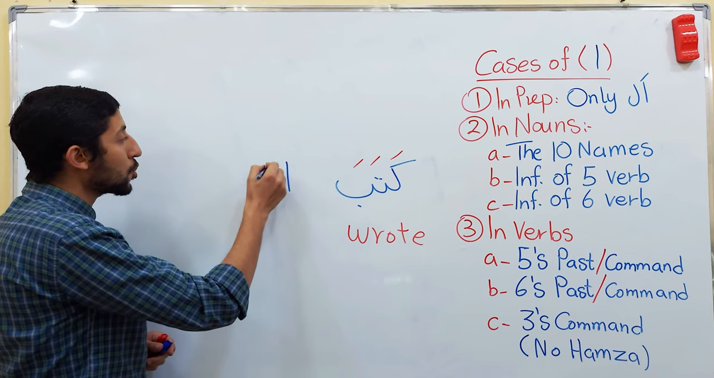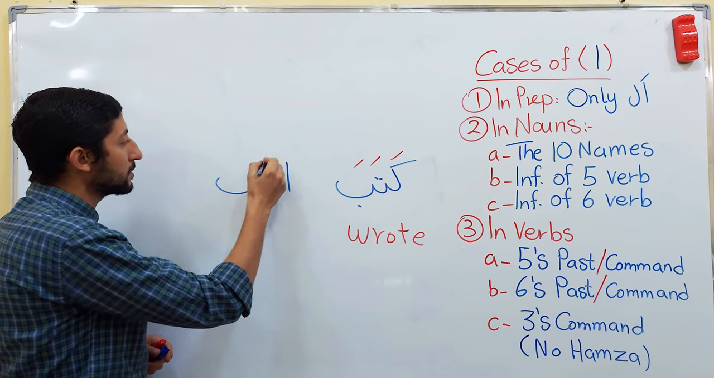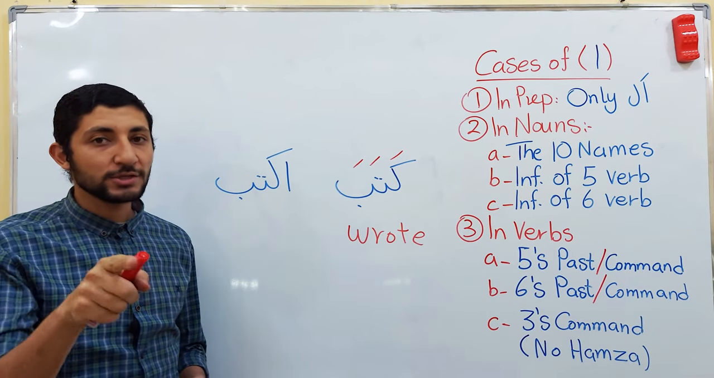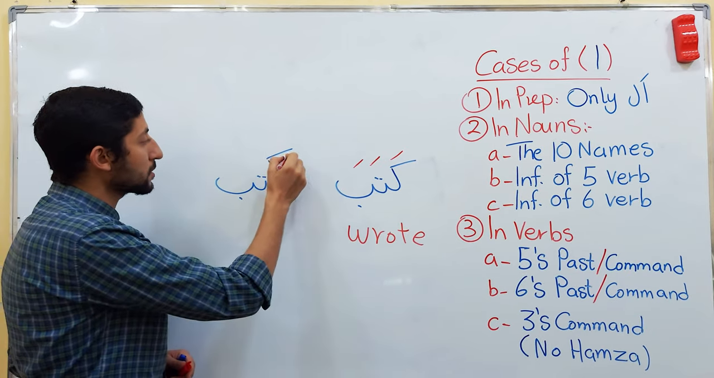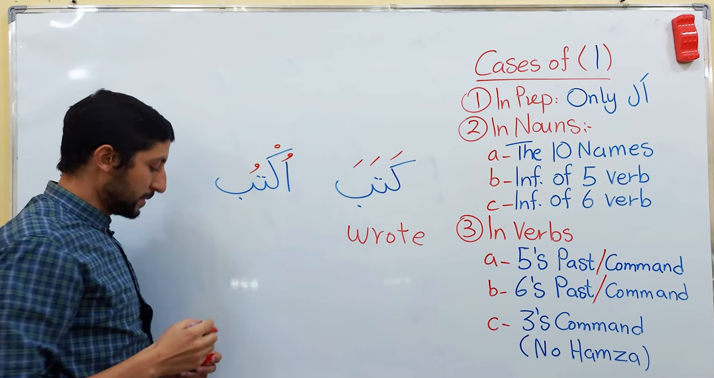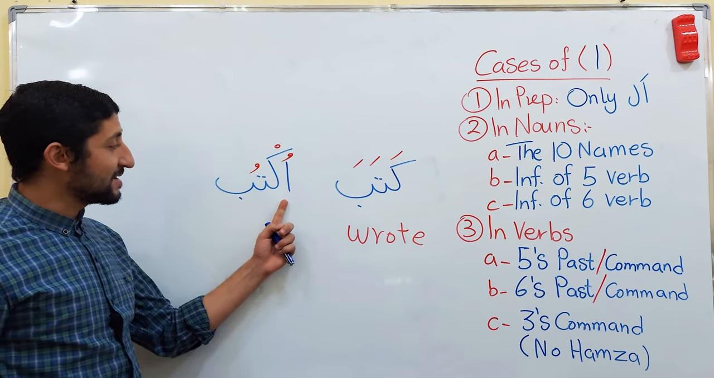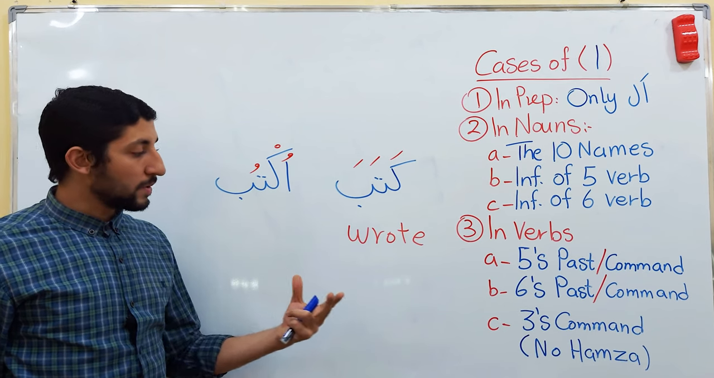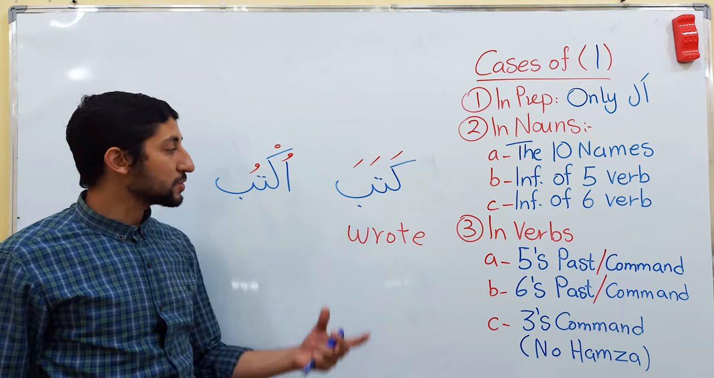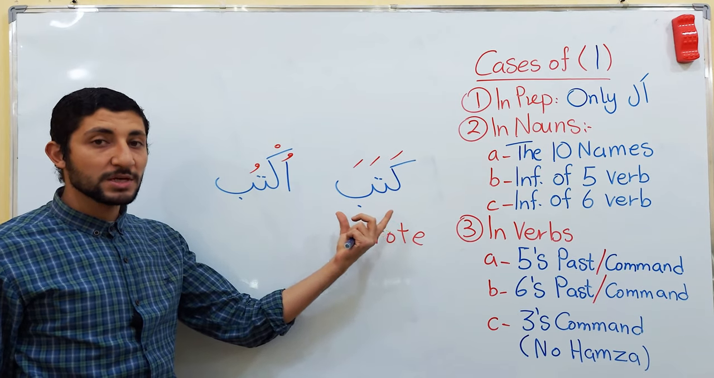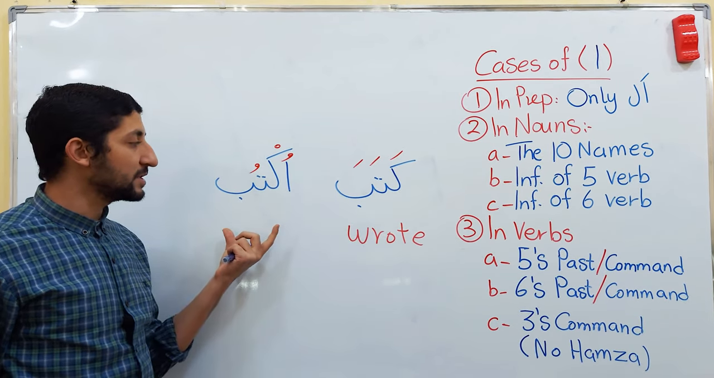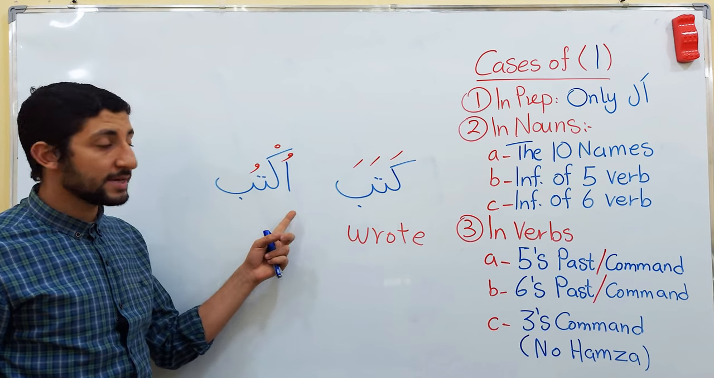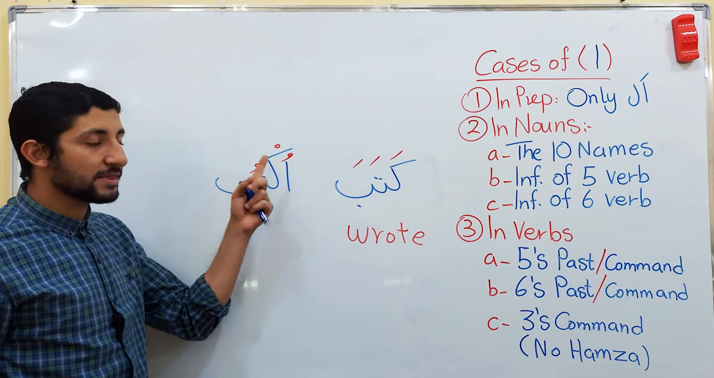كتب, اكتب. Write. If I'm giving you a command, write your homework. Okay? اكتب. As you can see, the ألف appears here. So the triple verb, which originally doesn't have همزة, sometimes when I get the command of this verb, the همزة will show up, and this همزة is همزة وصل. As you can see, there is no همزة here, it's only the ألف.